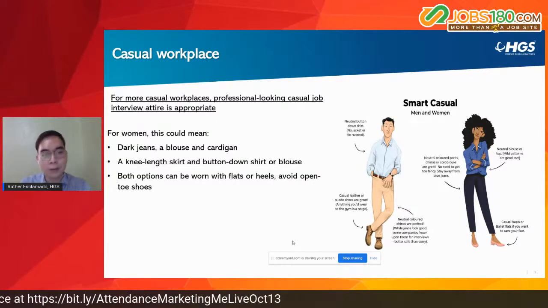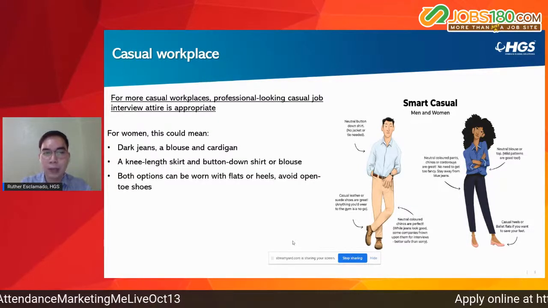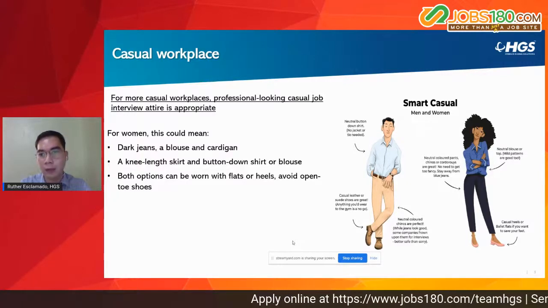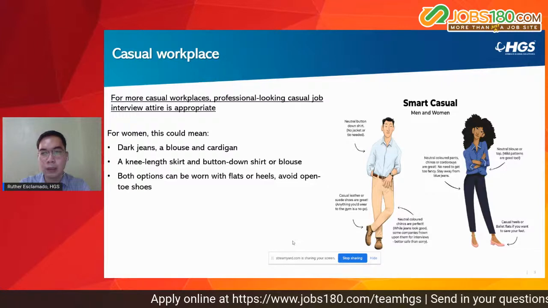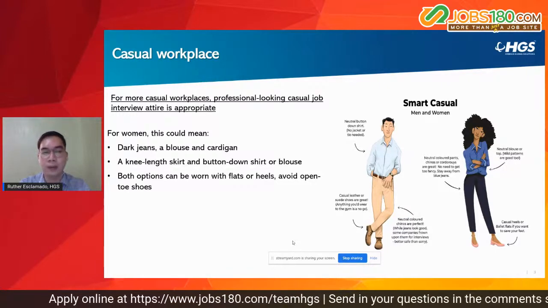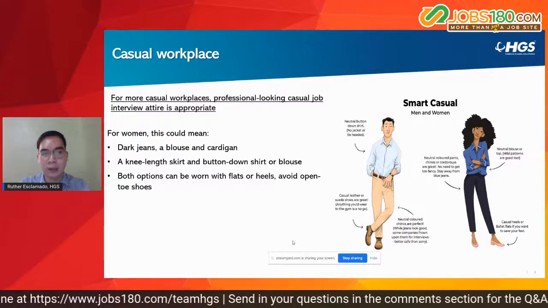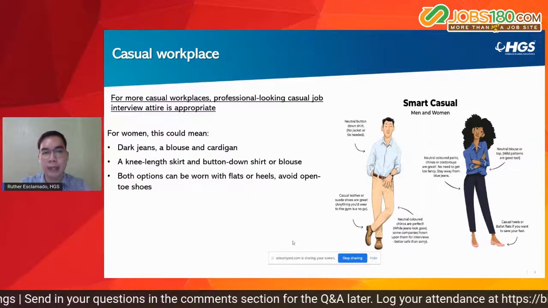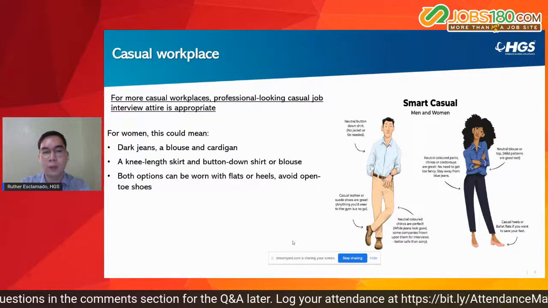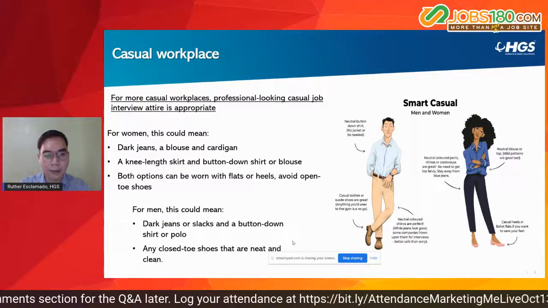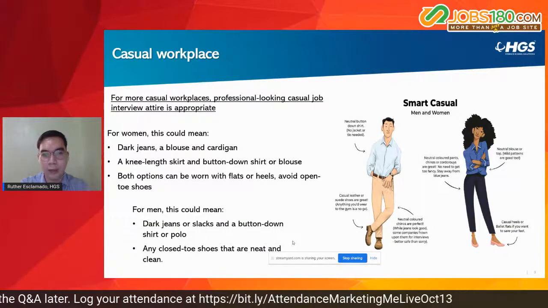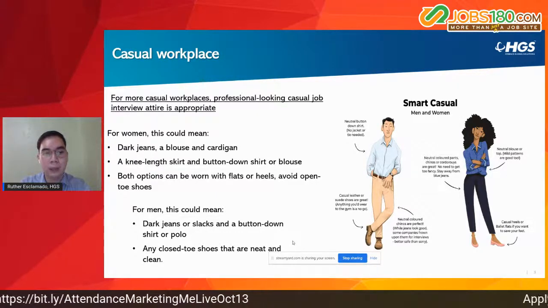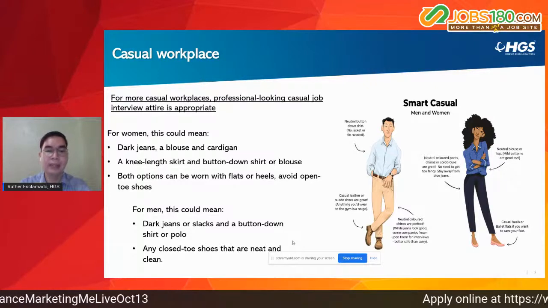For women, you can wear dark jeans, a blouse and a cardigan. A neutral blouse or top is appropriate, and mild patterns are also good. A knee-length skirt and a button-down shirt or blouse work too, and both options can be worn with flat heels; avoid open-toe shoes. While for men, dark jeans or slacks and a button-down shirt or polo, so no need to wear a jacket. And any closed-toe shoes that are neat and clean.